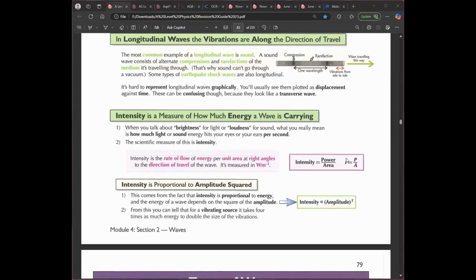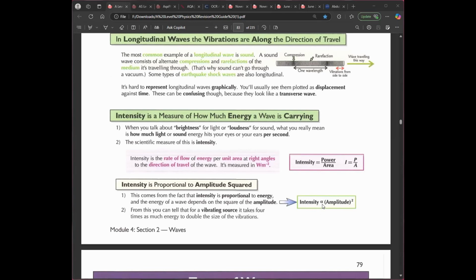The other thing that you need to know, it's not in terms of an equation, it's a relation between two things, which is intensity and amplitude. Amplitude, from the graph, you can easily measure, which is the distance from the undisturbed position to any of the extreme positions.